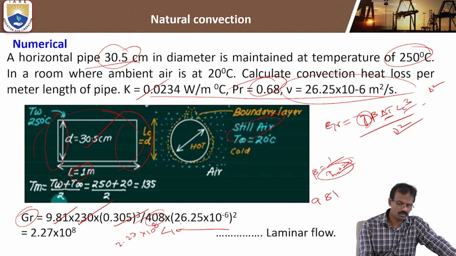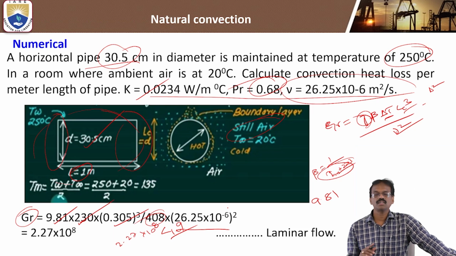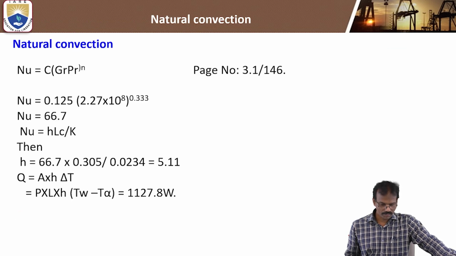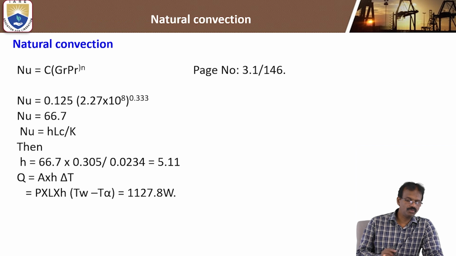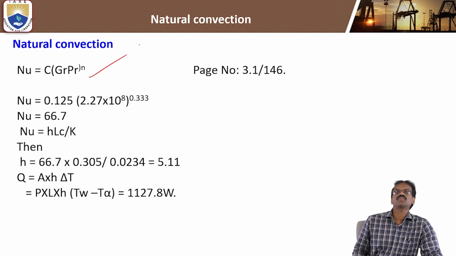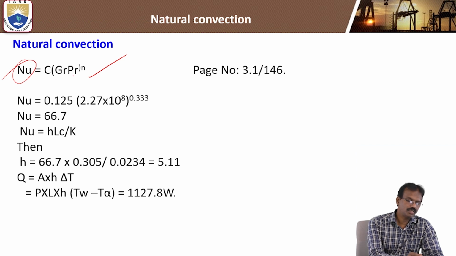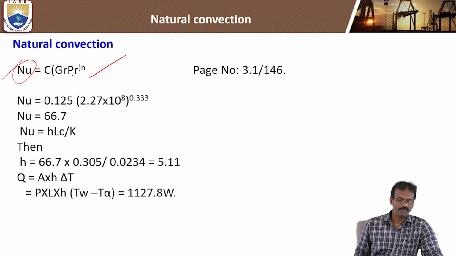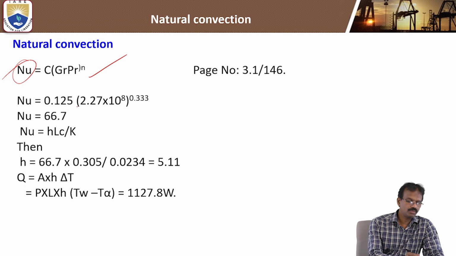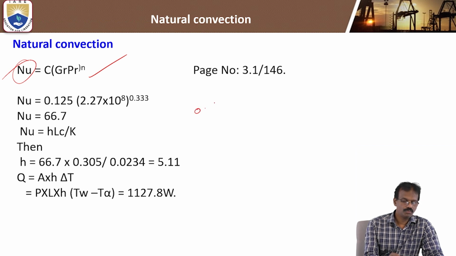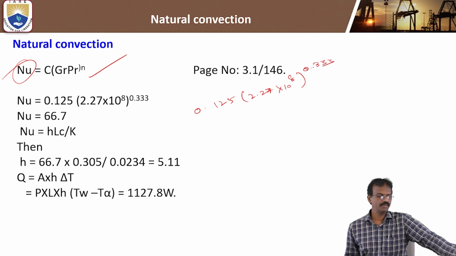So this is less than 10 to the power of 9. It shows this is laminar flow. So then you can take the formulas related to laminar flow. You know that general formula, this is a function of the Grashof number and the Prandtl number for the Nusselt value. So Nusselt is equal to C into (Gr Pr) to the power of n. Okay. So Nusselt is equal to 0.125 into 2.27 into 10 to the power of 8, this is the Grashof value, to the power of 1 by 3, that is 0.333.